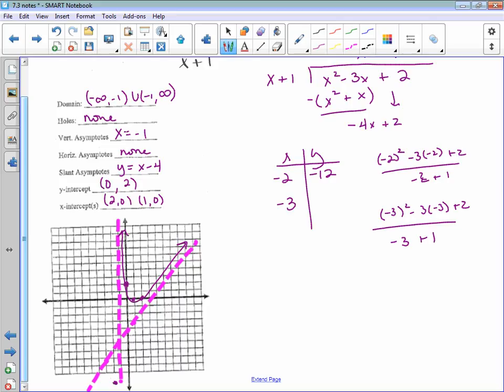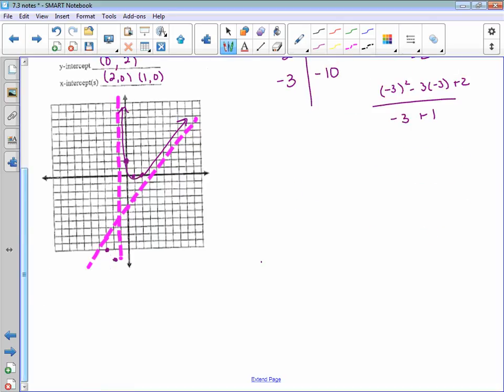So that's 9 plus 9 plus 2. So what's that? 20 over -2, which is -10. Okay, so, is it perfect down here? No, you're not going to have everything exactly right, but you can give me that general shape, okay?